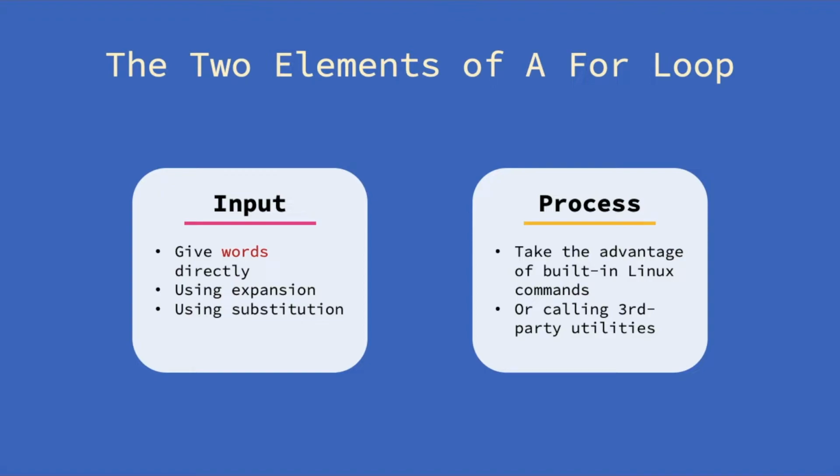First is the input. Sometimes we know each word's value ahead of time, so we can just pass those words to for. Other times, we will use techniques like expansion or substitution to generate words instead. The next one is the process. After giving the words, we can start writing some code by calling the Linux built-in commands or third-party programs to achieve the bigger job we want.